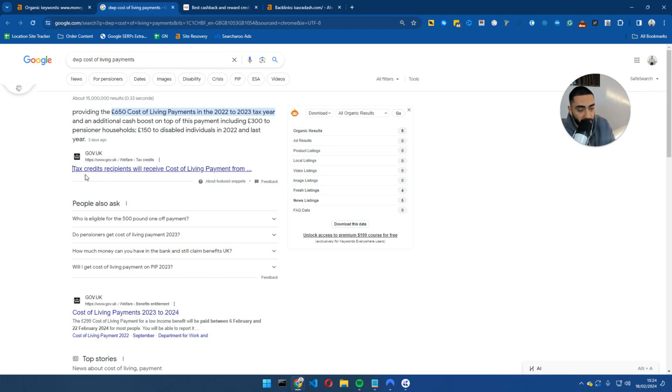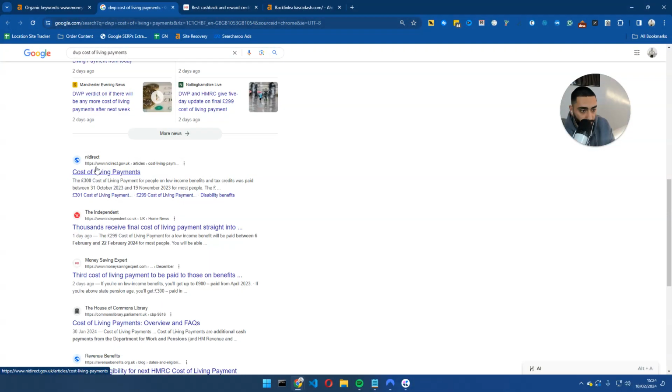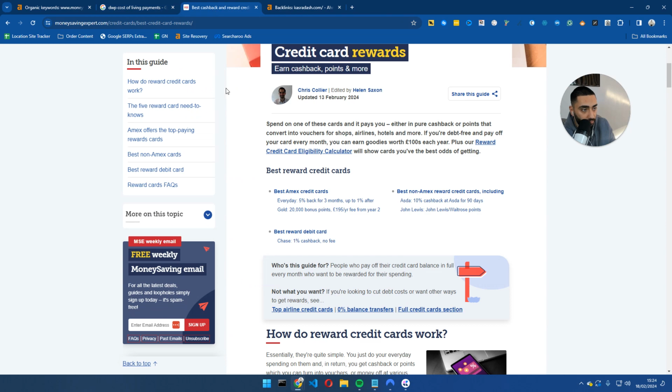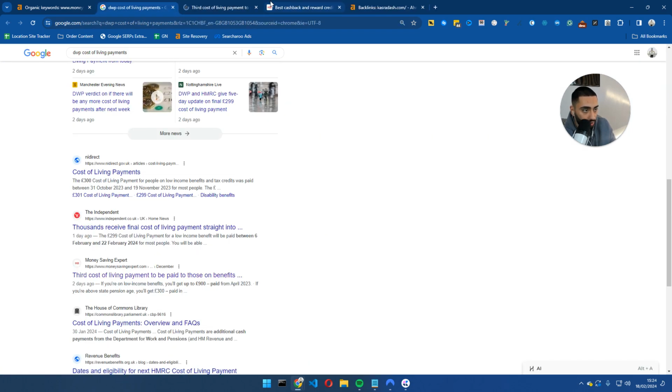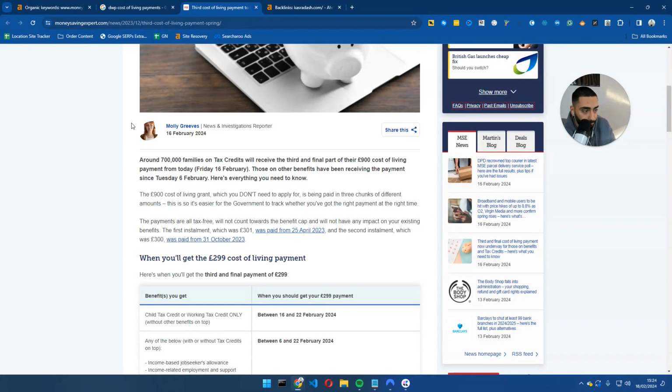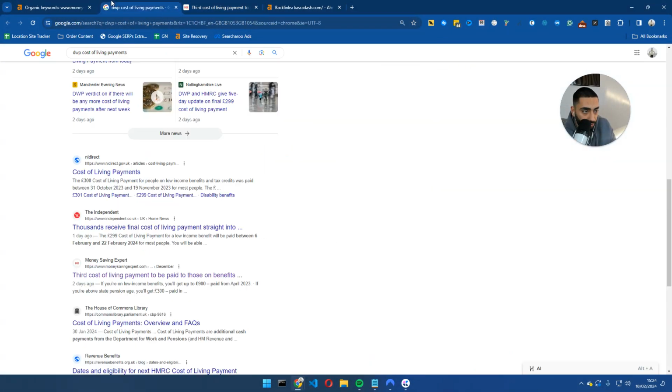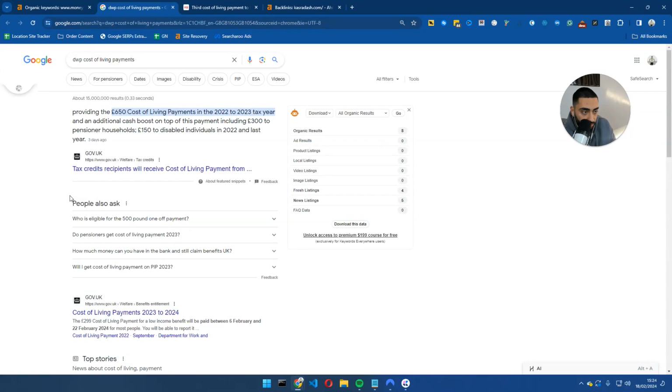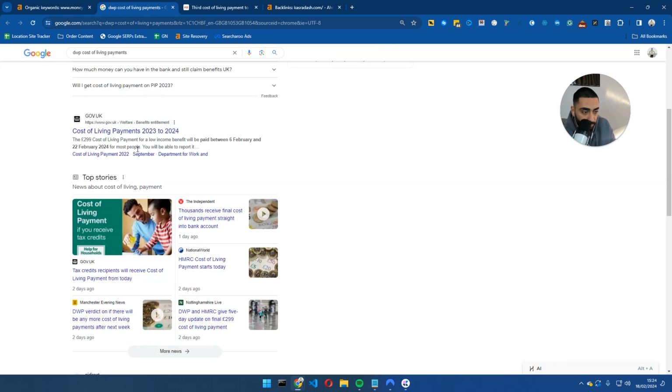Money Saving Expert is position 5. This is the page here that is ranking for it. Now, as we can see here, the cost of living grant, or the £900 cost of living grant, is it actually £900? I don't think it is. I think because this has been updated 3 days ago, I reckon it's been reduced to £650.